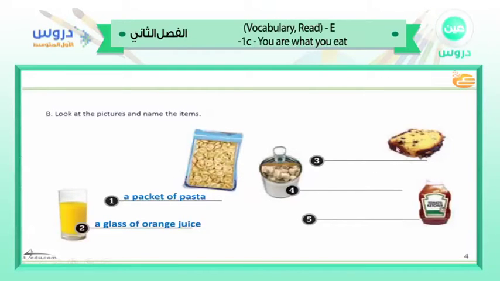Number 3. What is this? It's just like the bread, but it is not a bread. It is a cake. Exactly, cake. This cake, we cut it in thin pieces, just like the bread sometimes. So we call it a slice of cake. Exactly, a slice of cake. This thing, what do you think?